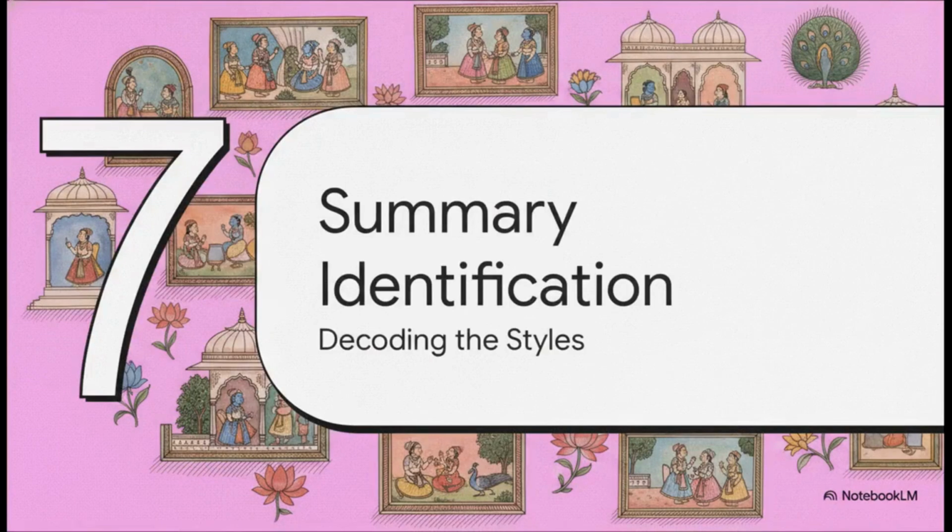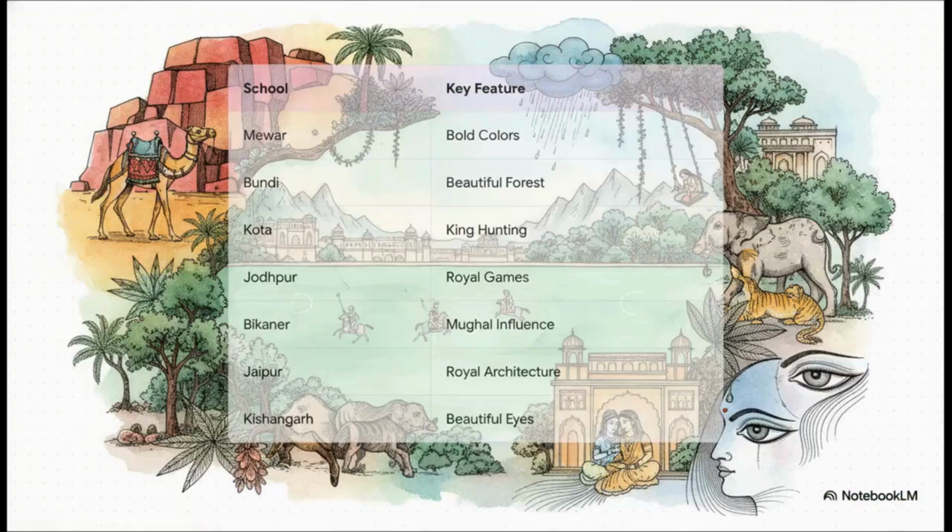Part 7, Summary and Identification. Here's a quick cheat sheet to help you spot these in the wild. If you see bold reds and yellows with a desert camel, think Mewar's Maru Ragini. Lush forests, monsoons, and swings, that's Bundi. High-energy dramatic animal hunts where nature dwarfs the king, Kota. Royal polo games on flat green backgrounds, Jodhpur.